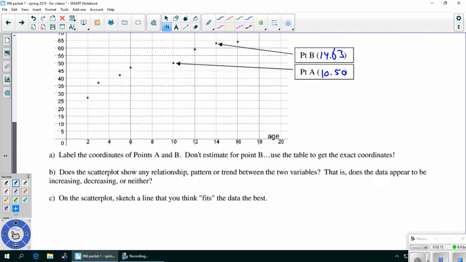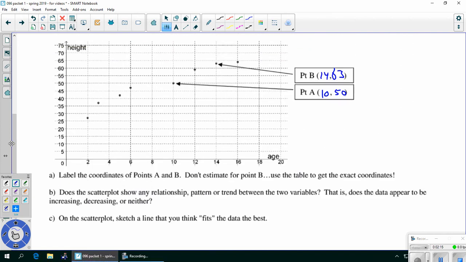All we're doing is plotting points. So, does the scatter plot show any relationship, pattern, or trend between the two variables? That is, does the data appear to be increasing, decreasing, or neither? Well, we saw that it was increasing before from just looking at the numbers in the table, but now we can see even more. We can see that the data gives a really rapid increase in the beginning and then kind of a slowdown and then a little bit more rapid, and there's really not much growth between ages 6 and 10, but then there's a growth spurt. So you get some graphical information just from the scatter plot that you didn't get just looking at the table of data.